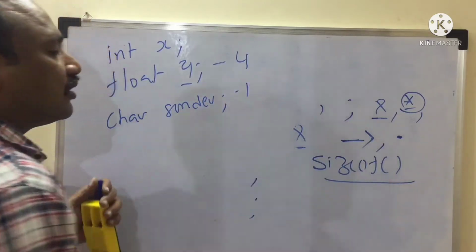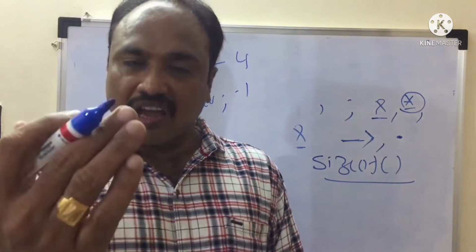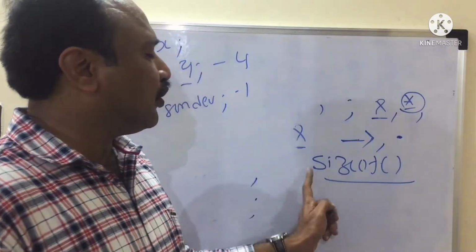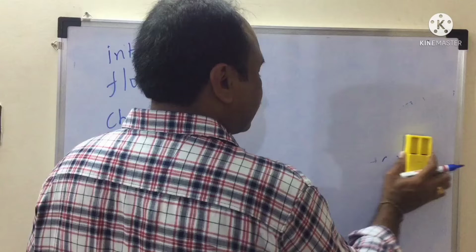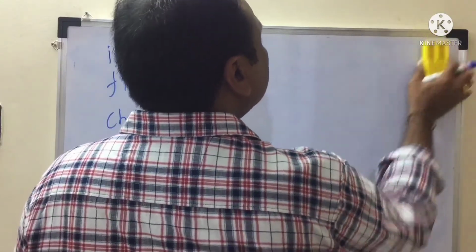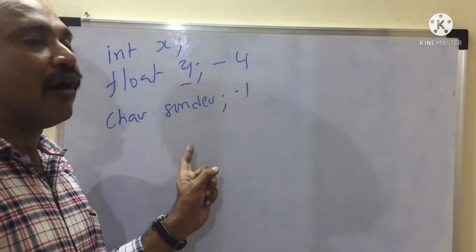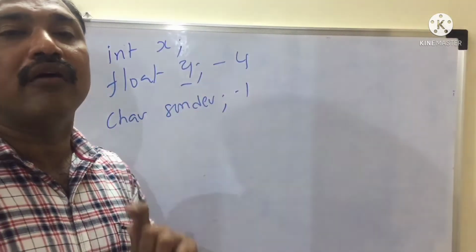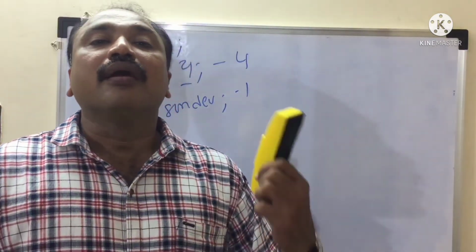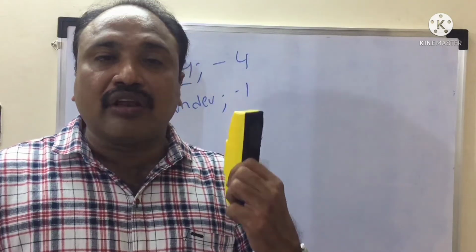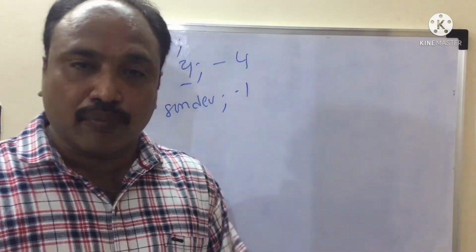1 byte required. Sir, how are you telling? I want to confirm it. To confirm it, use sizeof. The purpose of sizeof is that it is used to specify the memory occupied by a particular variable. Sizeof is used to retrieve the memory occupied by a particular data type or particular variable.